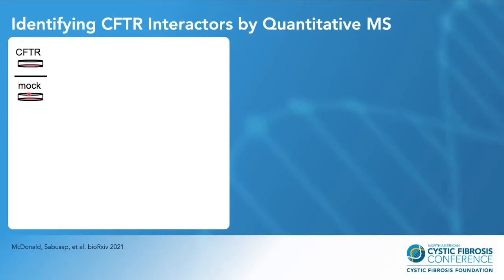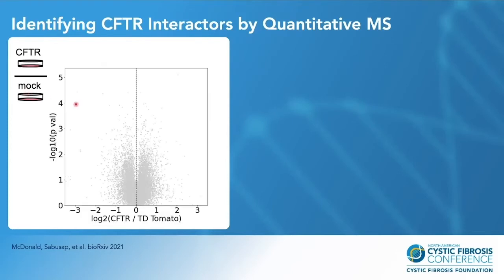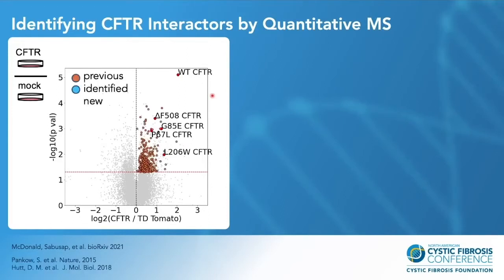To filter out CFTR interactors, we first compared the abundances between CFTR expressing cells and mock cells that don't have any CFTR. In the volcano plots, we show the enrichment of proteins on the x-axis and the statistical significance on the y-axis. And importantly, we saw a very clear enrichment of all of the CFTR variants in our study. We then validated that we could also detect interactors from previous studies, in orange here, but we also found new interactions.